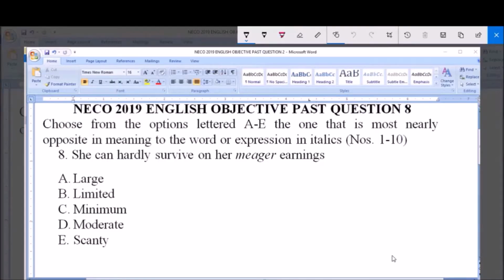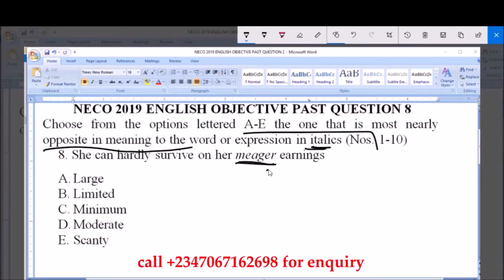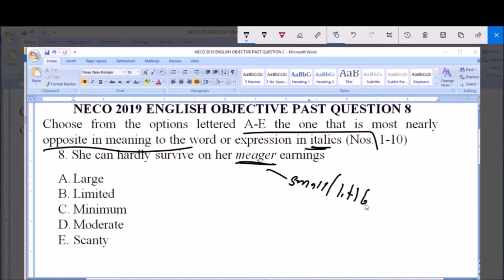Good afternoon, welcome. This is NECO year 2018 English objective past question number 8, and the instruction to this question says we should look for the word that is most nearly opposite in meaning to the italicized word, and the italicized word here is meager. Meager simply means small or little. The sentence says: She can hardly survive on her meager earnings.